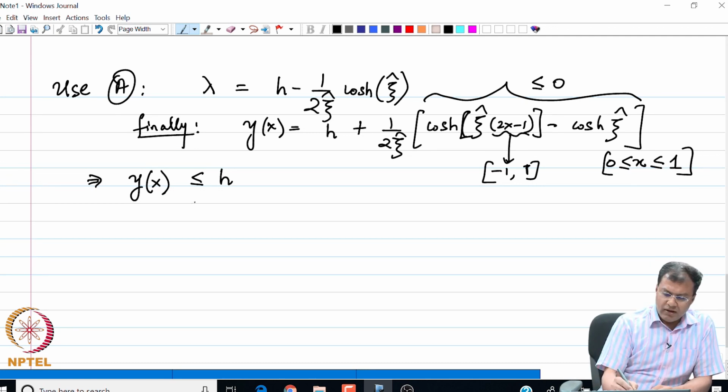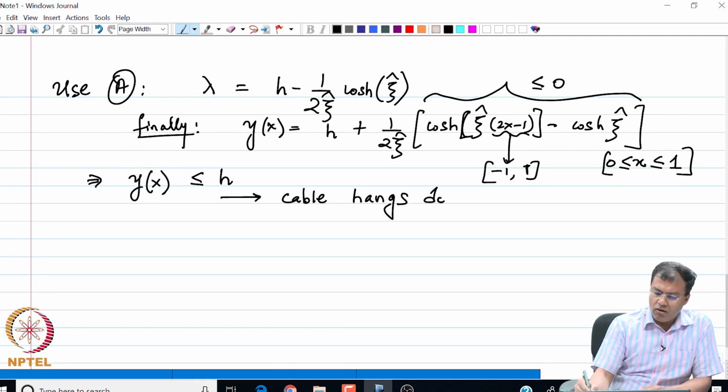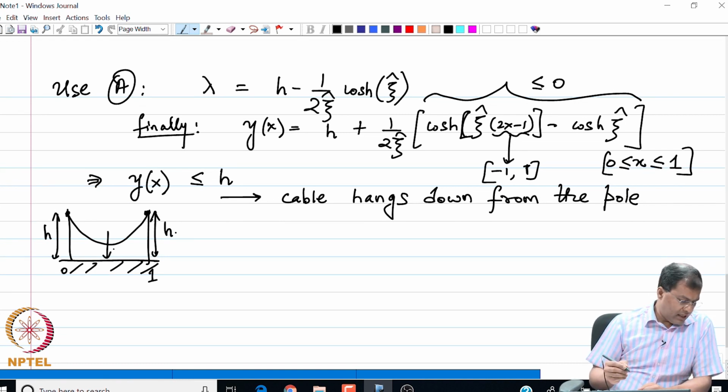So the result that we have means that the shape of the cable that we are trying to find hangs down from the pole. If we were to draw the cable hanging from two poles of the same height, where the x coordinates are 0 and 1, we expect that the cable is hanging down. So, the cable is hanging down.